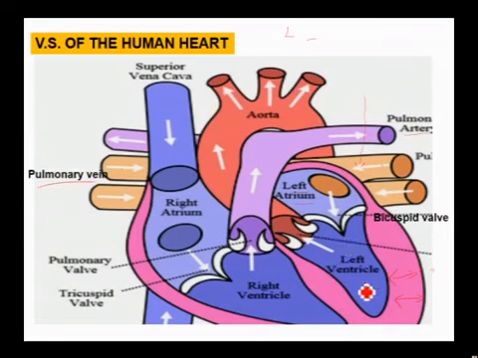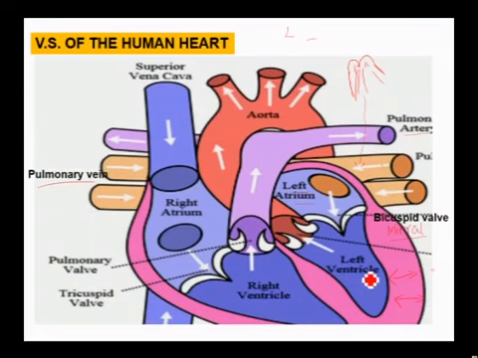From there, it is pumped into the left ventricle through the left ventricular aperture being guarded by the bicuspid valve or mitral valve. Cusp is nothing but a depression. Bicuspid valve has two cusps within it and resembles the headdress of a bishop, which is said to be a mitre and henceforth called mitral valve.